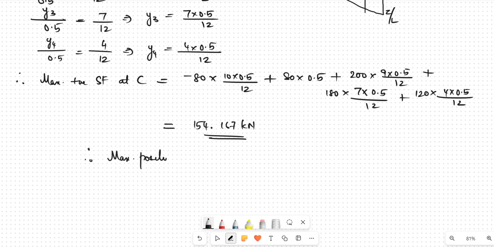Comparing the above value and this value, therefore maximum positive shear force at C is the value which you found first, which is 179.166 kilonewton itself. Okay, this is how you will find the shear force. In the next video, we will see how to find absolute maximum bending.